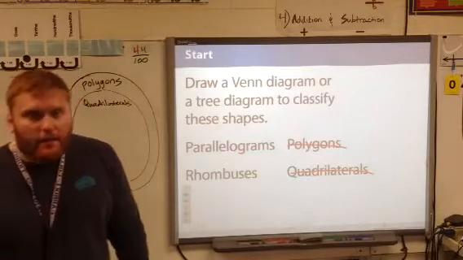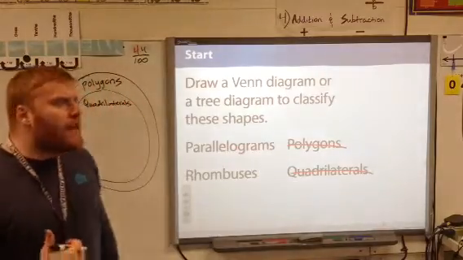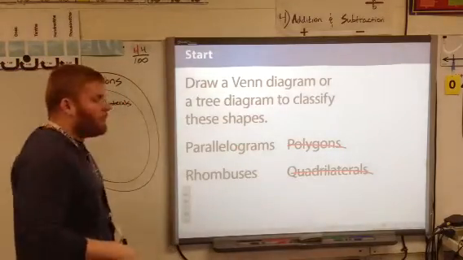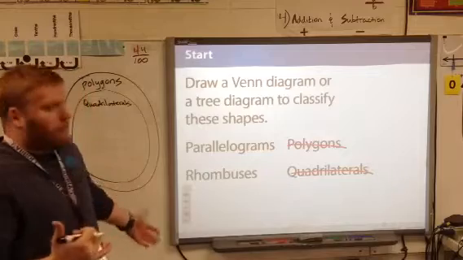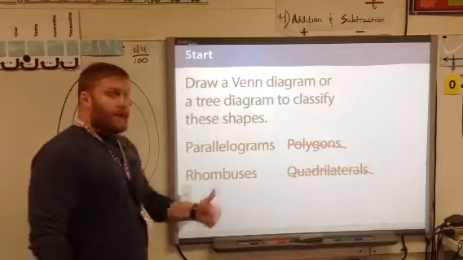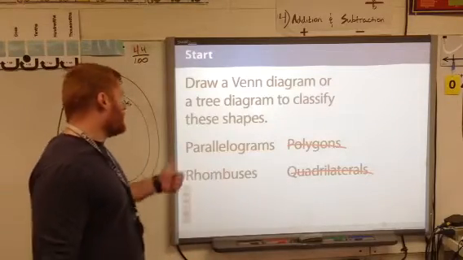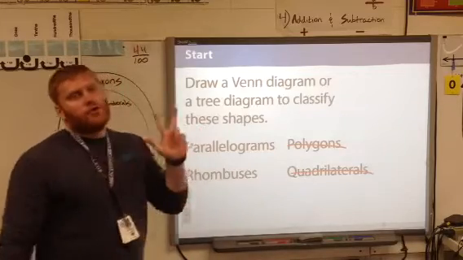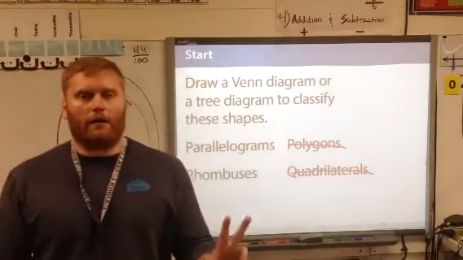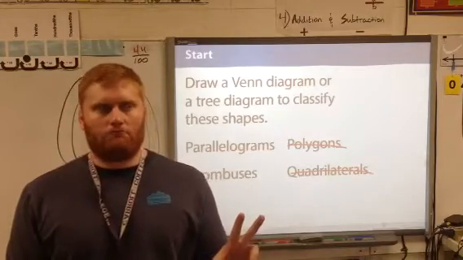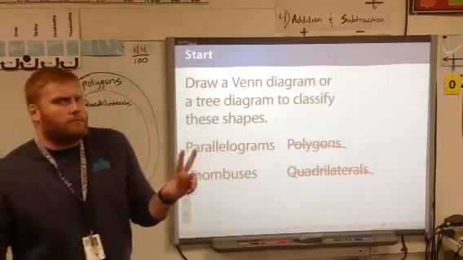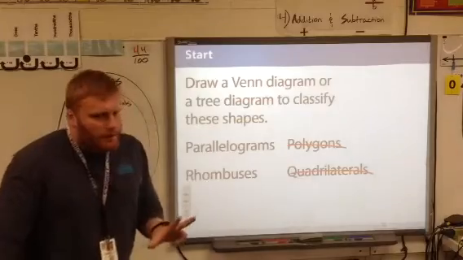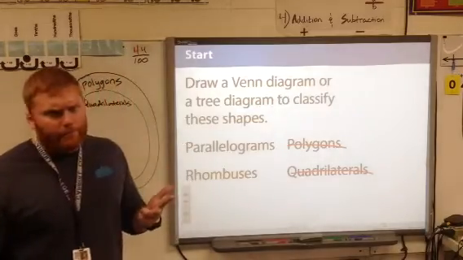And then I need to classify the last 2. Which one has more attributes? Well, let's break them down. Let's look at parallelograms. I know that a parallelogram is a polygon. I know that it is a quadrilateral because it has 4 sides. And I know that it has 2 sets of parallel lines. So that's about it. It has no right angles, no anything else. So 3 attributes really.